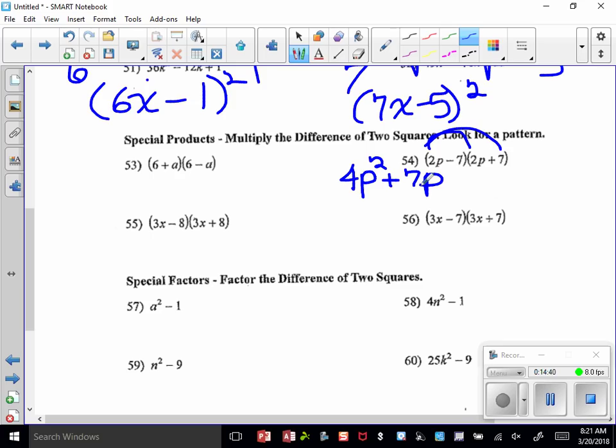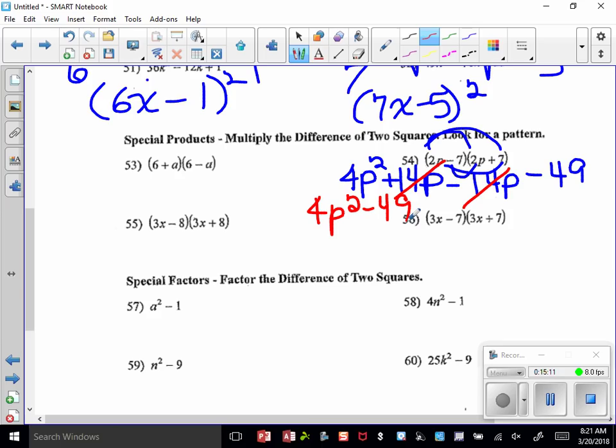So now when I distribute the negative 7, 14, my fault. Thank you. So when I distribute the negative 7, they're going to cancel out. So this is going to give me a negative 14p. And then negative 7 times a positive 7 is negative 49. So these middle terms cancel out. I'm left with 4p squared minus 49. So we call this difference of two squares. Most of the time we just say difference of squares.